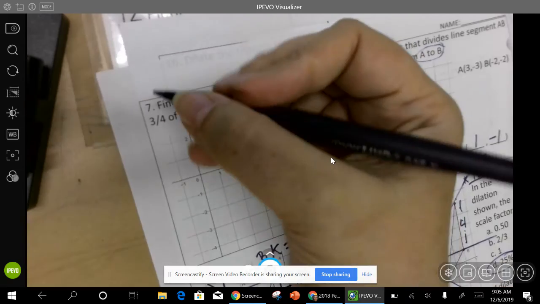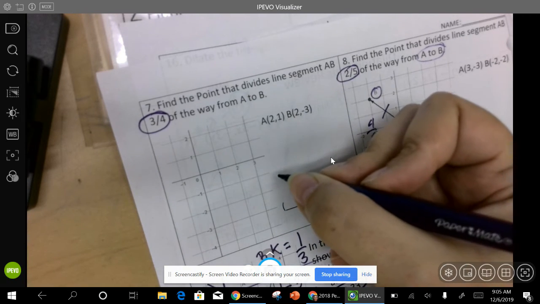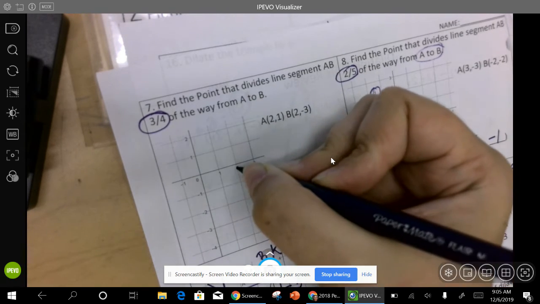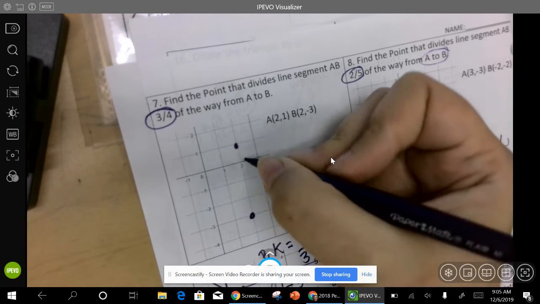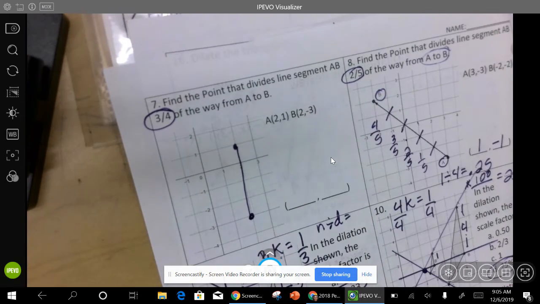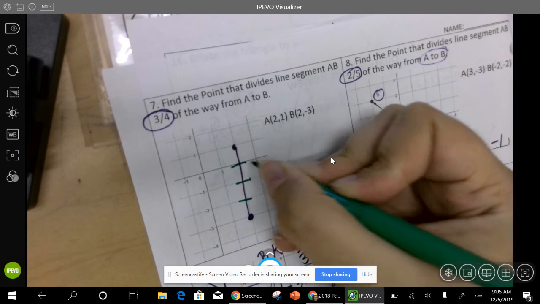Okay, so this one, 3/4. This one we have to graph it. It's going to be at 2, 1, 2, -3. And then they want us to divide it. So 3/4, so 1, 2, 3.